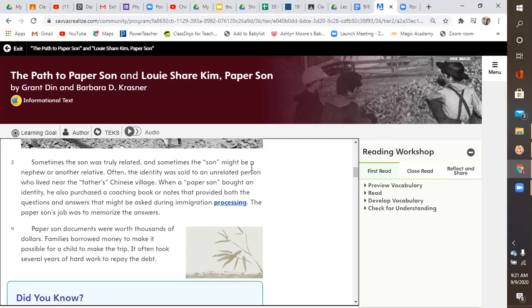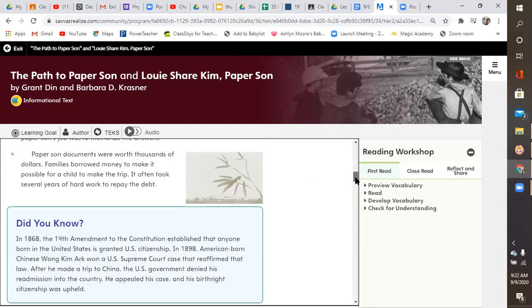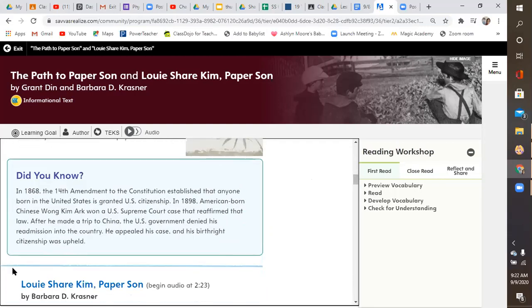I do want you to go ahead and read this fun fact because one feature in informational text is that it includes true facts. And I want to hear the main idea for this too. Tell me what you learned in this fun fact.